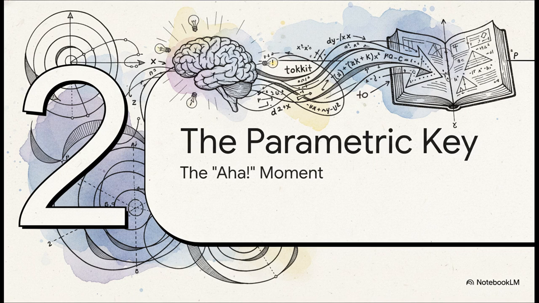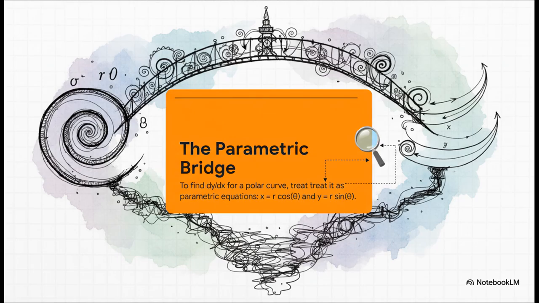Well, the solution is actually super elegant. It's one of those aha moments that connects this new polar idea back to a tool you probably already have in your calculus toolkit. Here's the secret sauce. We're going to treat our single polar equation as a set of two parametric equations. We already know the conversion formulas, right? x equals r cos theta and y equals r sine theta. By thinking of theta as our parameter, we can basically build a bridge from this new polar world right back to the familiar land of parametric equations.